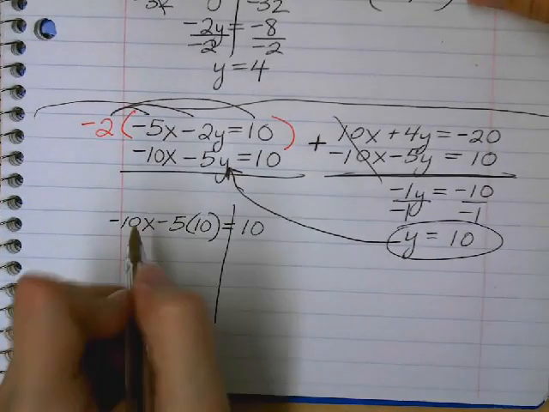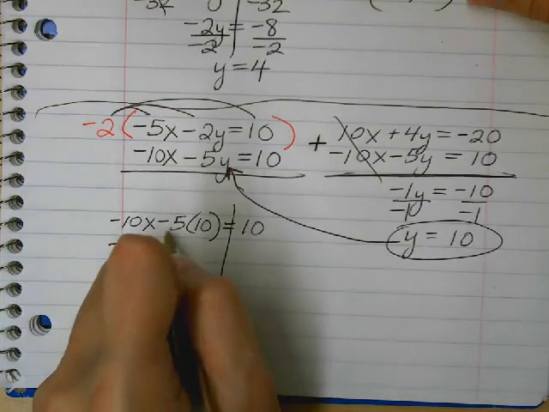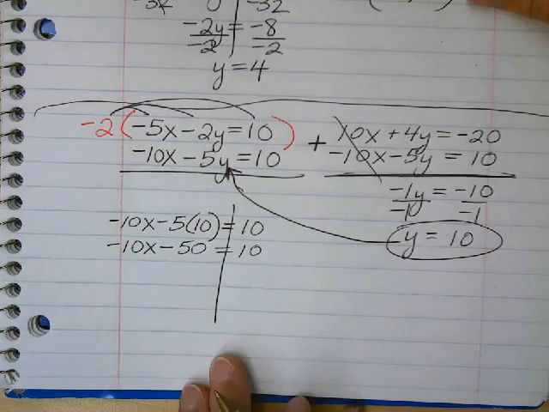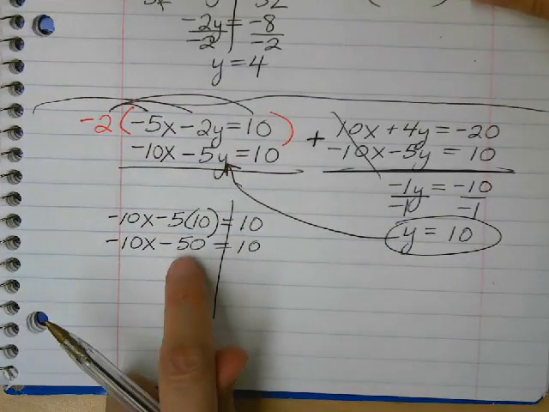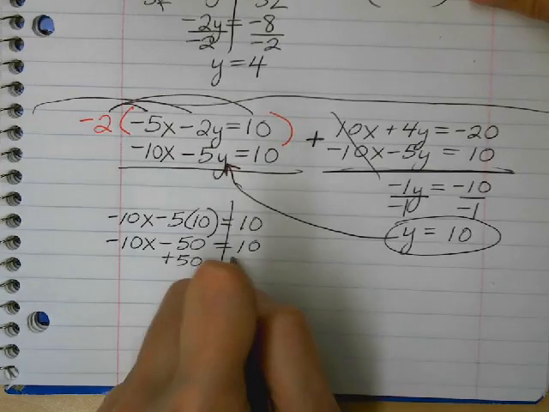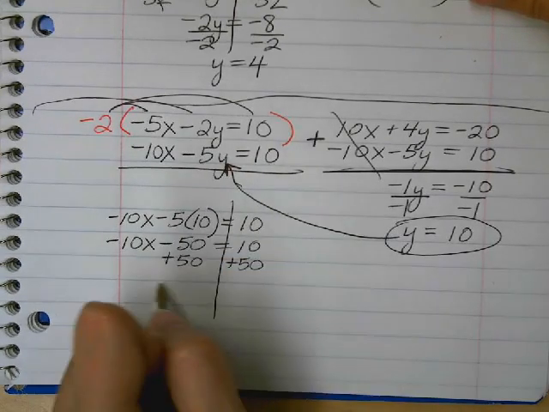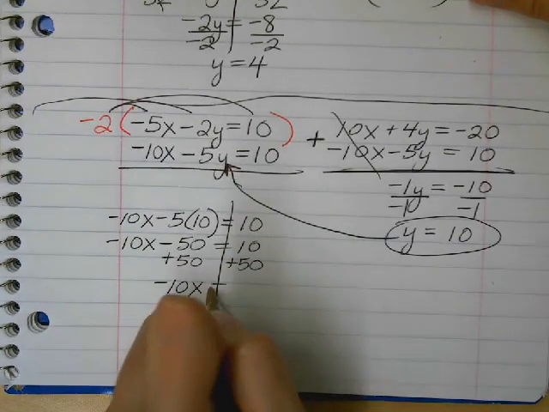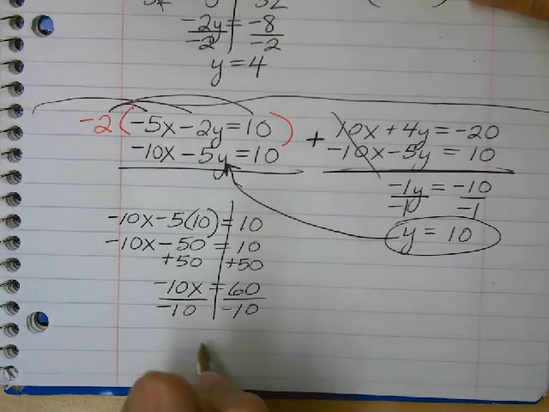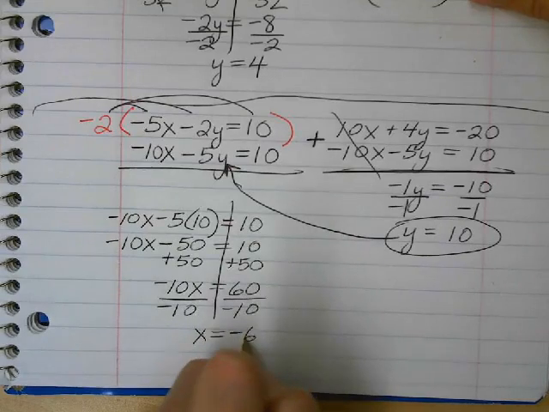You guys can do this. Let's see, 5 times 10, that's 50. See that? 5 times 10, that's 50. Then I got to add 50 to the other side. So I got negative 10x equals 60. It'd be negative 6. Good job. X equals -6.